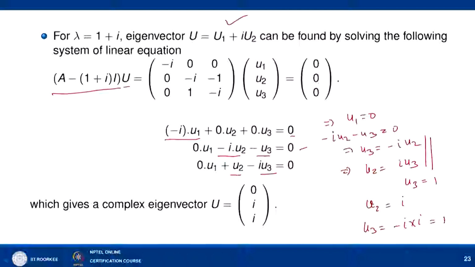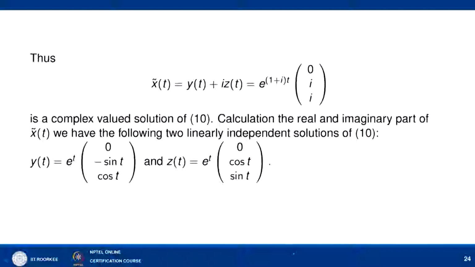So, your u is coming out to be u1 is 0, u2 is i and u3 is 1. So, (0, i, 1) is your eigenvector u. So, you can find the complex solution as y(t) plus i z(t) equal to e to the power (1 plus i) t into (0, i, 1).